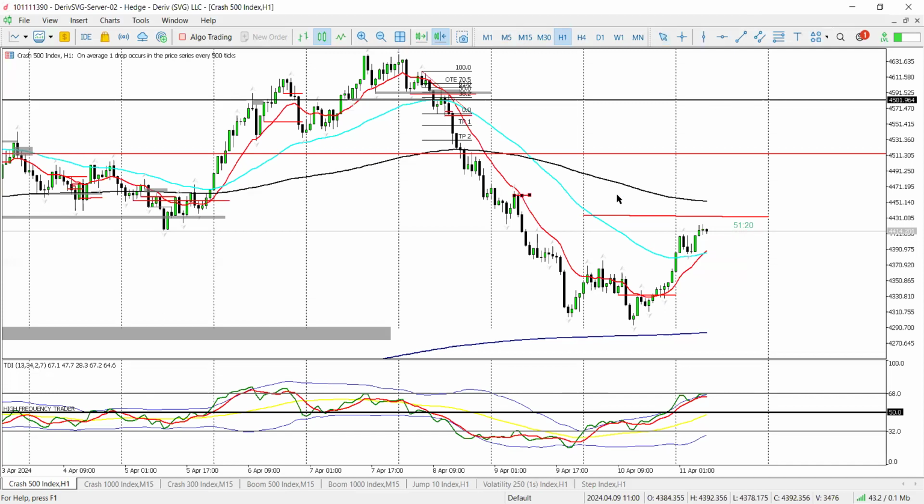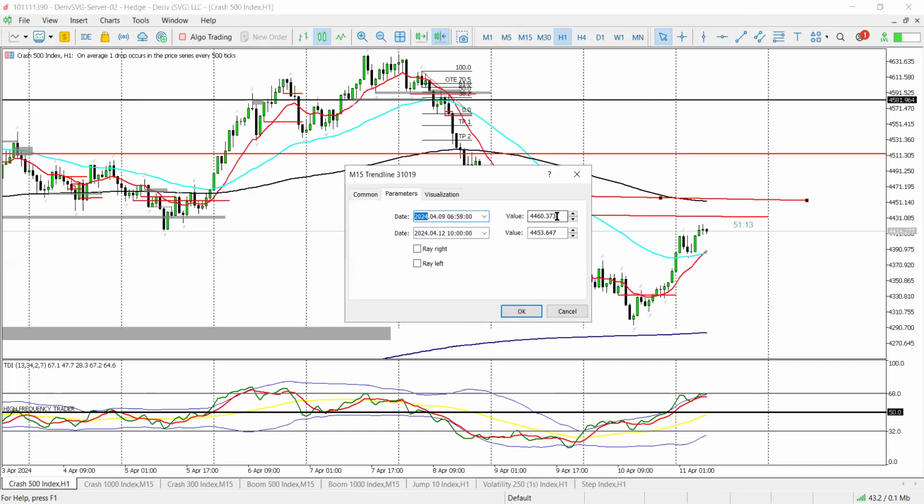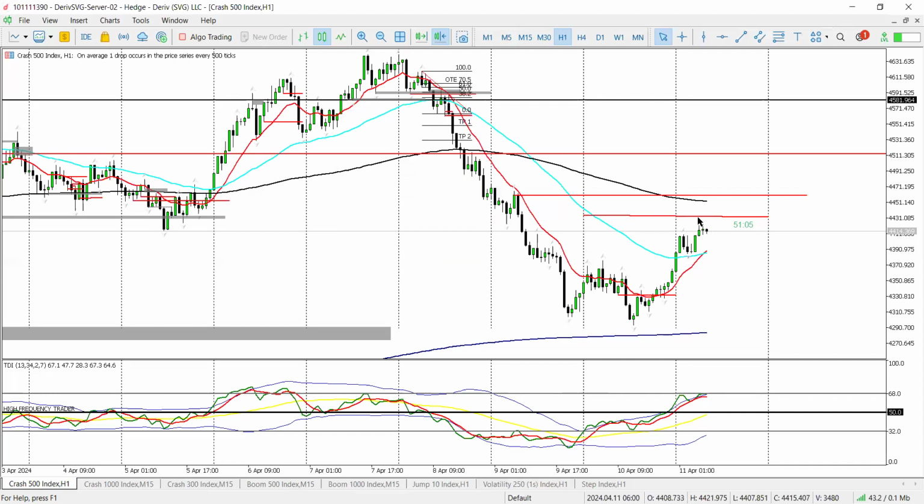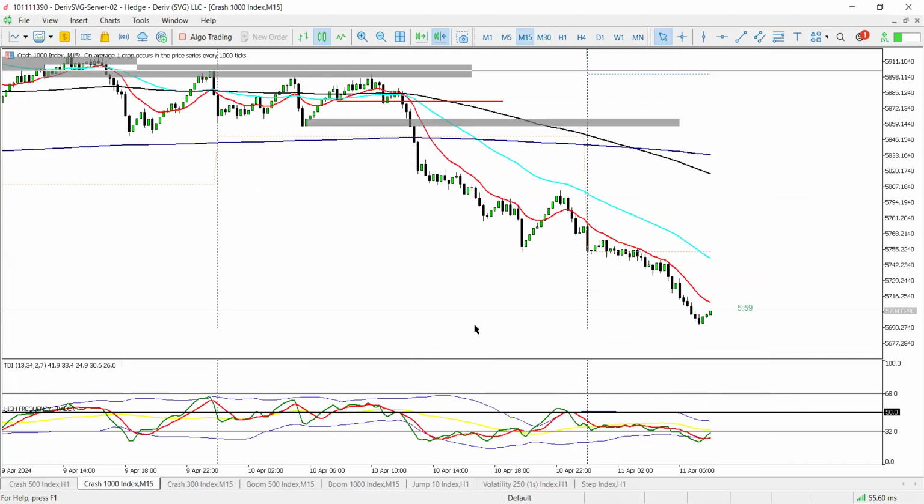I've just noticed there's a point of interest here. Okay, 44.60 is also a point of interest. So let's just wait for this one to give us a pattern, then we can execute.